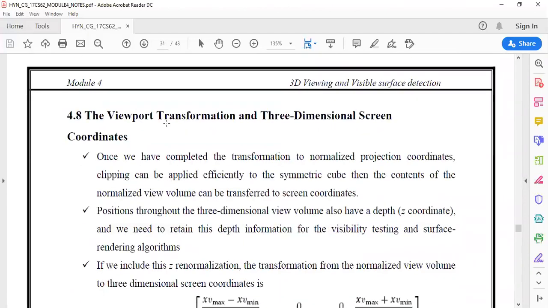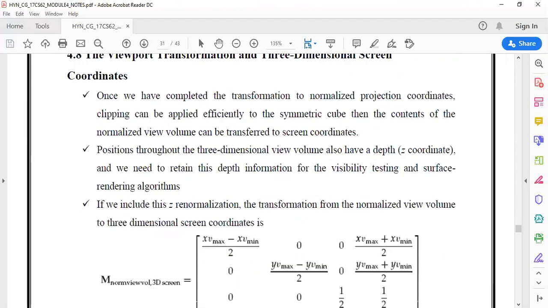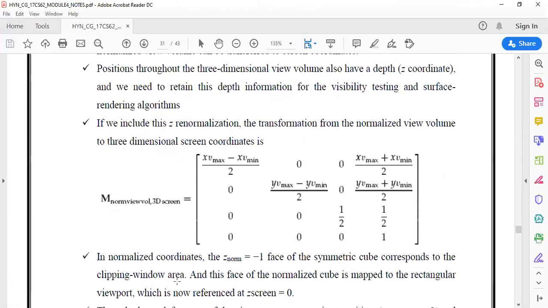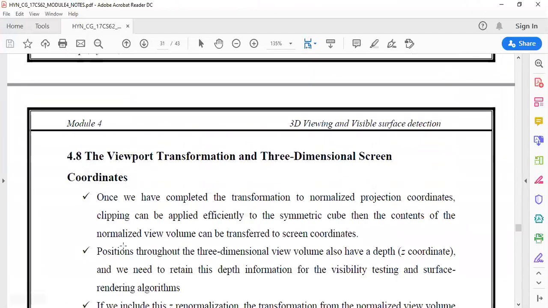The last is the viewport transformation at the 3D screen. Whatever we have normalized, now I have to convert into my viewport coordinates or my 3D screen coordinates. Once we have completed the transformation to normalized projection coordinates, clipping can be applied efficiently to the symmetric cube, and then the contents of the normalized view volume can be transformed to the screen coordinates.